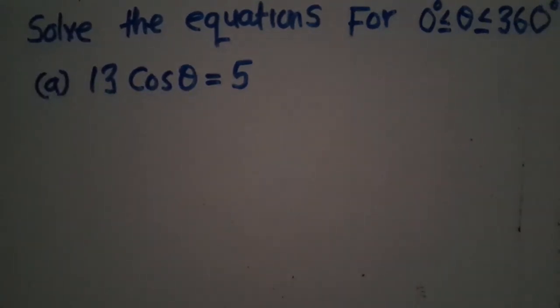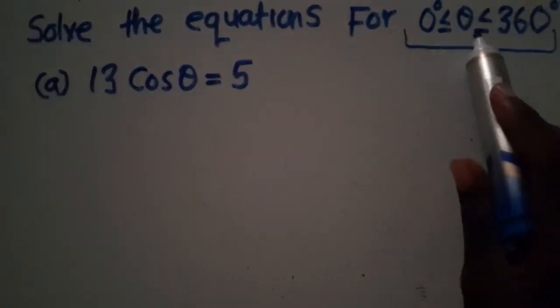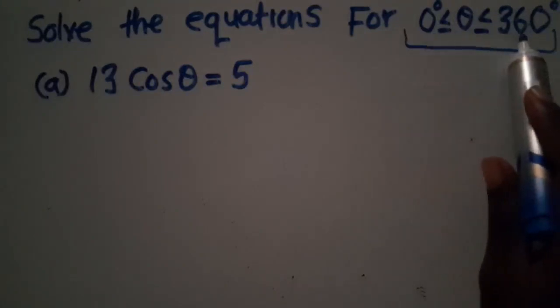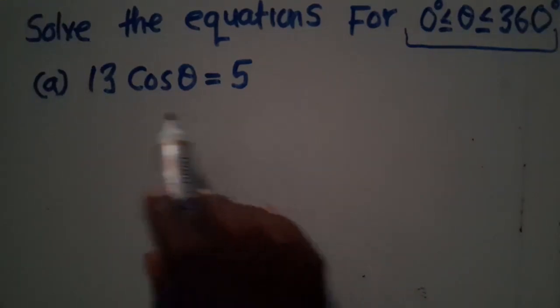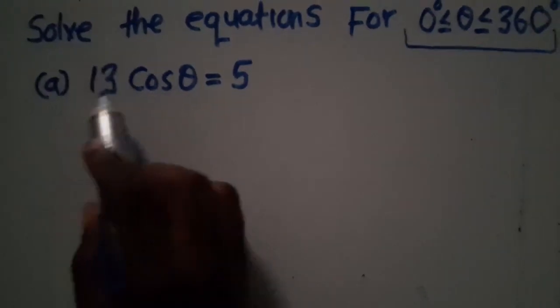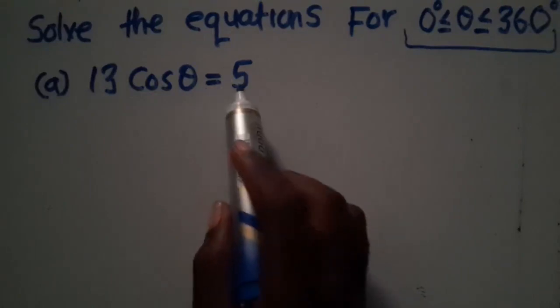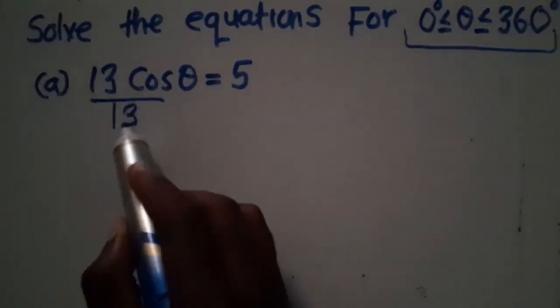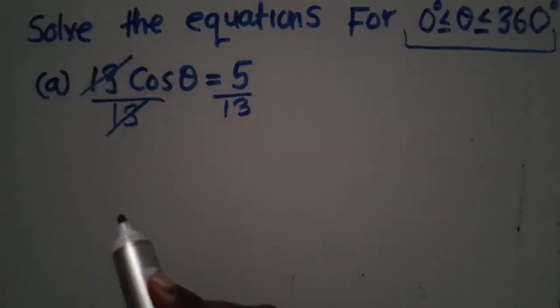So they are saying solve the equations. You are given a scale: theta is between 0 degrees and 360 degrees. That's what you are given. So how can you answer this? If you want to answer a question like this, you need to divide by the coefficient, which is here, so that we just remain with cos theta. So you say over 13. Even here you say over 13. So the 13 and 13 there will cancel out.